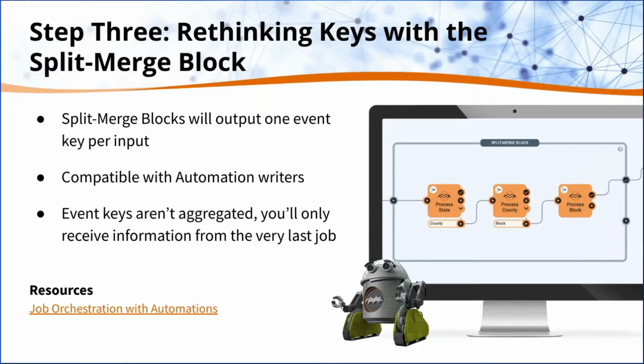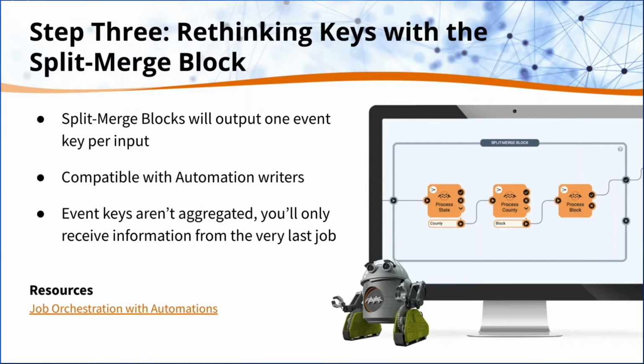So the split merge block makes us rethink how automations and keys are handled. For those who are new to this, just take a look at the screenshot on your right. It's like a bookmark that contains workspaces and changes how your automation behaves. Regardless of the number of jobs run inside the split merge block, it will output one message per input and only contain information for the final job run in the block. For an in-depth tutorial on the split merge block, we highly recommend reading the Job Orchestration with Automations article on the FME community. We'll be sharing that link with you in the chat right now.